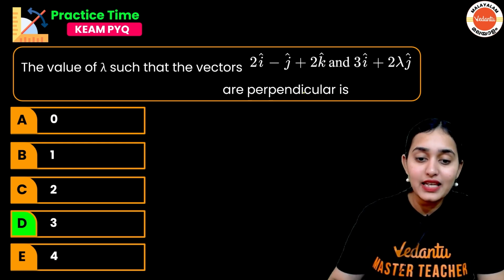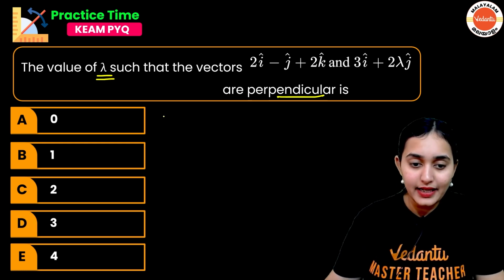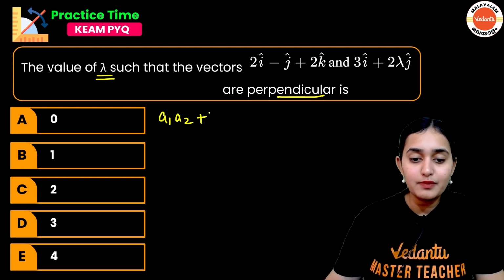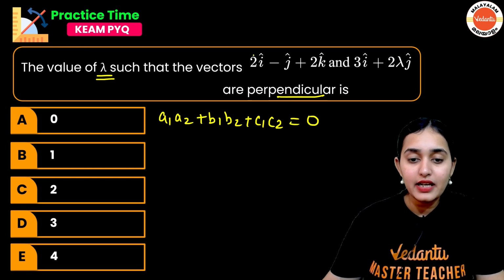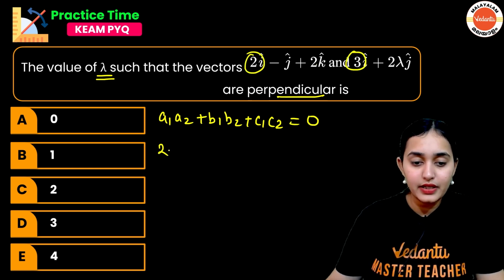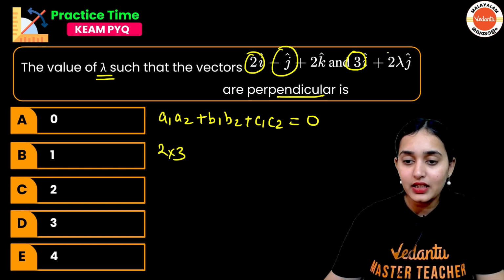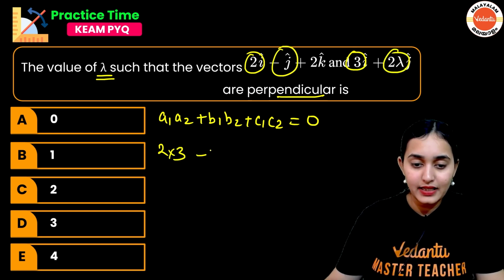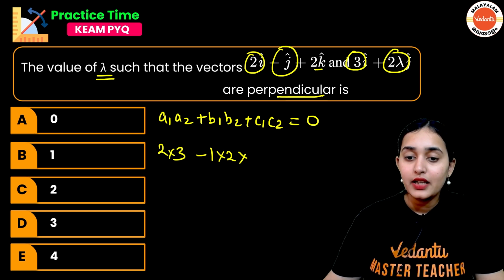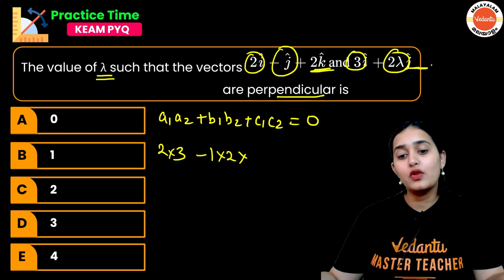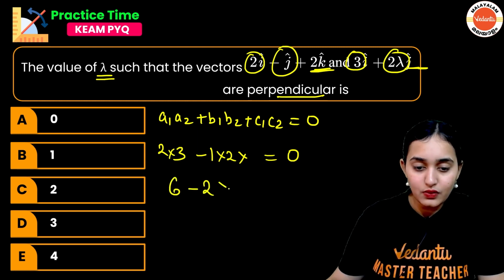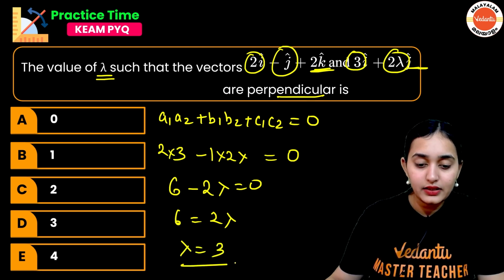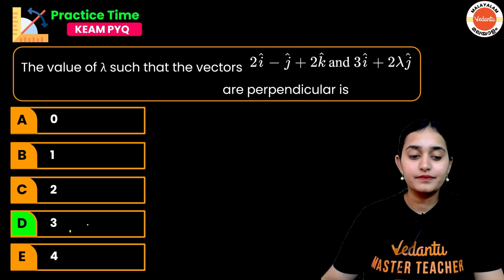We have just now seen the perpendicular formula: a1 into a2 plus b1 into b2 plus c1 into c2 will be 0. So here 2 into 3, minus 1 into 2 lambda, and there is no term of k, so no need to multiply, is equal to 0. So 3 2s are 6 minus 2 lambda is 0. 6 is equal to 2 lambda. Lambda is equal to 3. So your answer is 3.